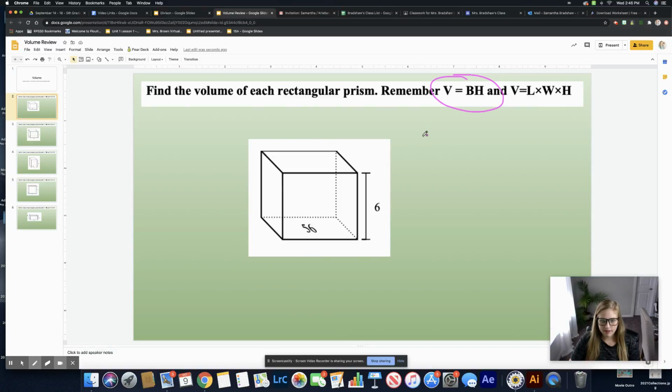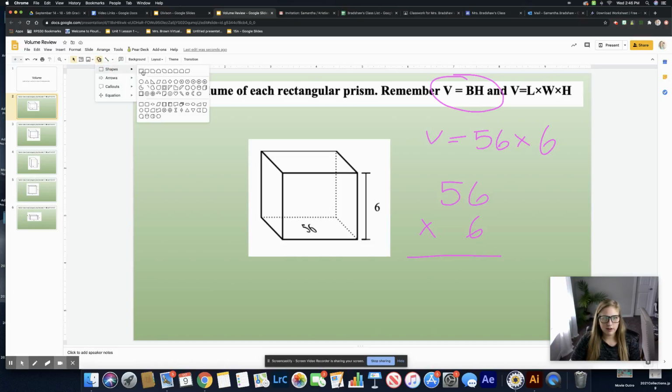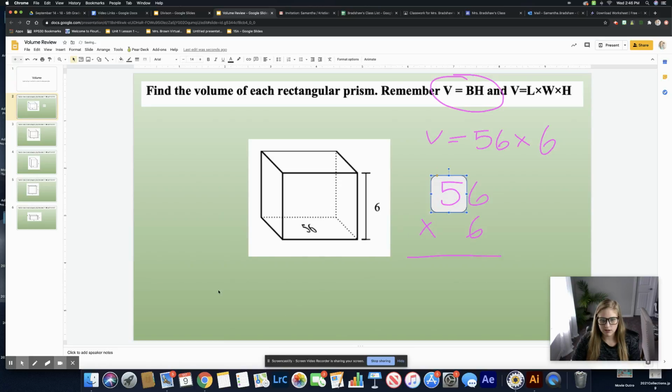So I have base 56 times 6. Volume equals base times height. I'm going to rewrite that, lining it up by the ones place. 56 times 6. Using what I learned from earlier this week, I'm going to cover up that extra number so it's easier for me to solve. Oh, it won't let me cover it up. Okay, well, I'm going to pretend that there is covered up.